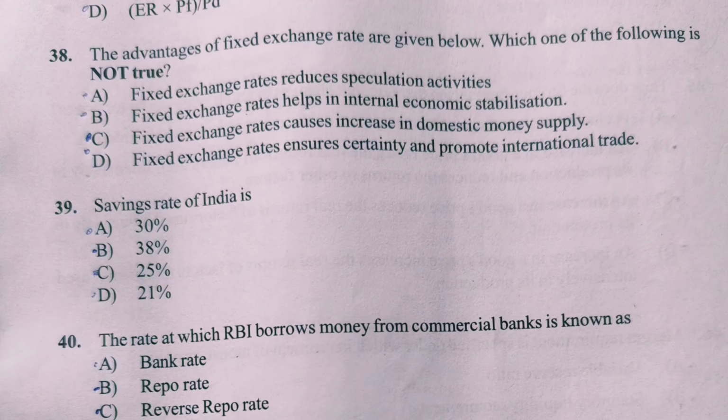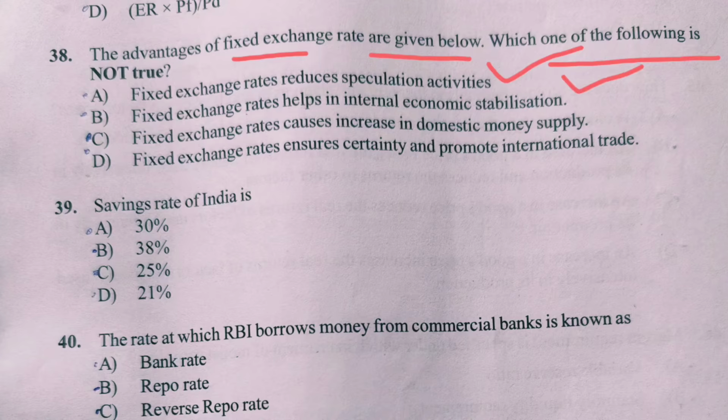Now next question is, the advantages of fixed exchange rate are given below. Which of the following is not true? Fixed exchange rate reduces speculative activities. Yes. Fixed exchange rates help us in internal economic stabilization. Why? Because when there is no speculation, there will be stabilization. Fixed exchange rates cause an increase in domestic money supply.